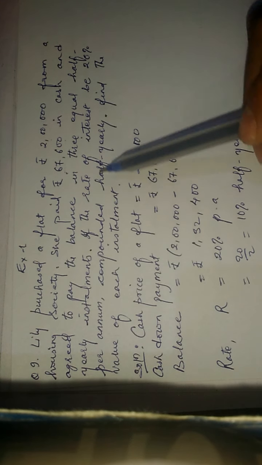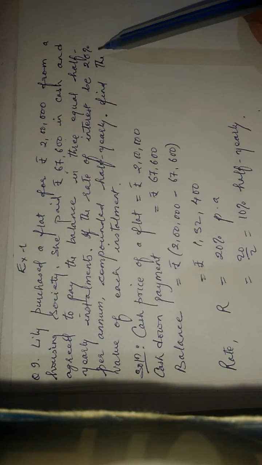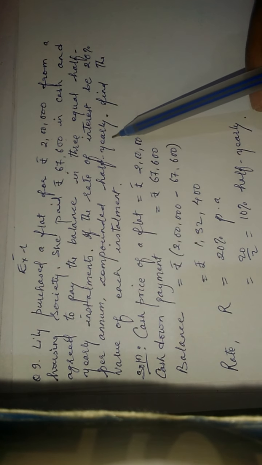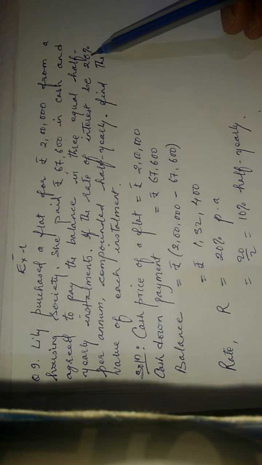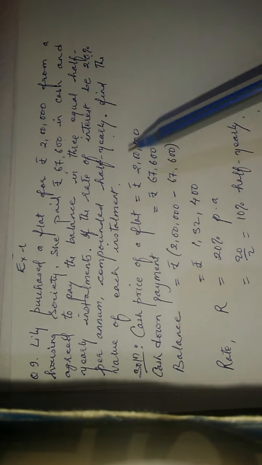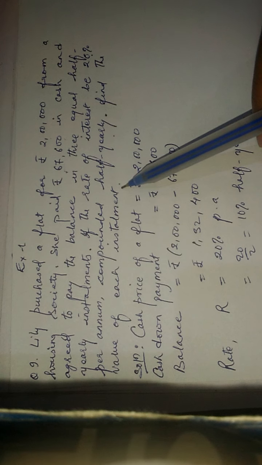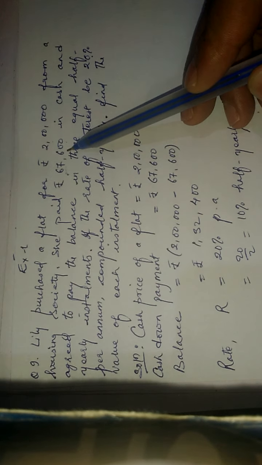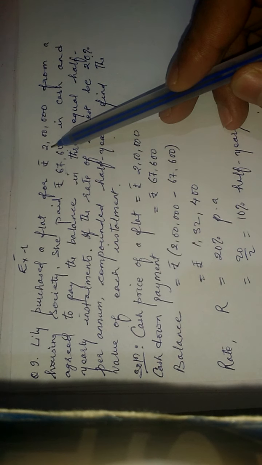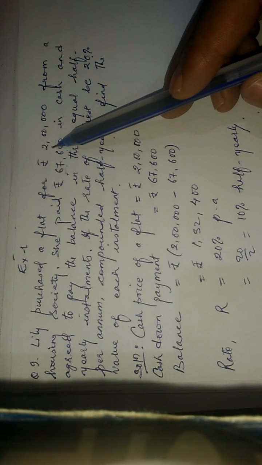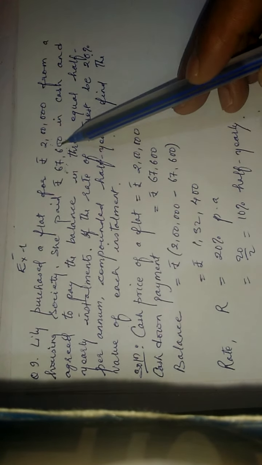So if the rate of interest is 20% per annum compounded half yearly, then find the value of each installment. Initially she paid 67,600 from 2 lakh, so the balance will be 2 lakh minus 67,600.